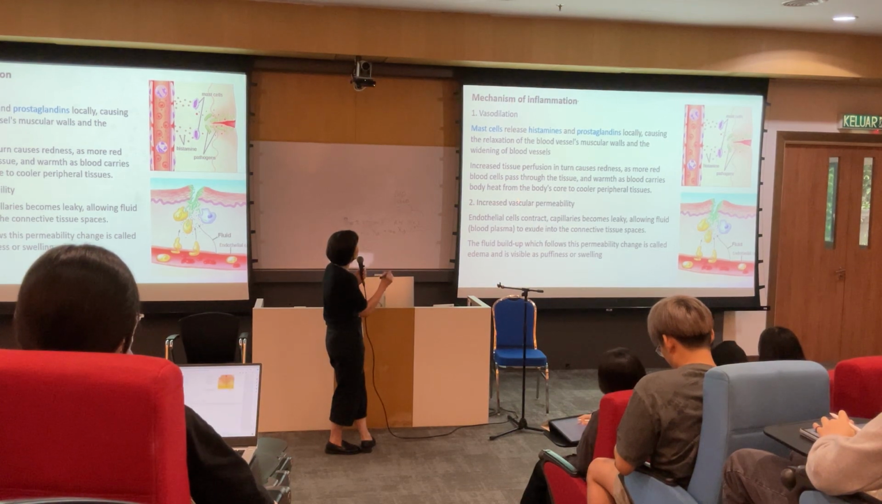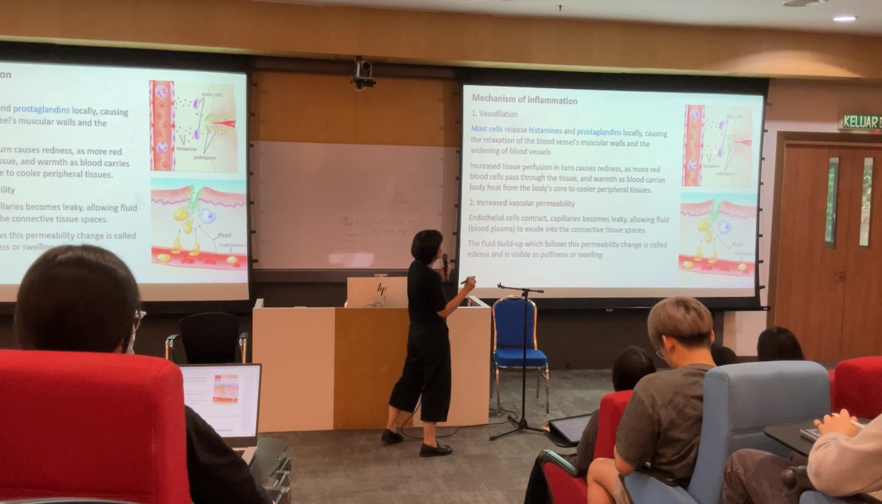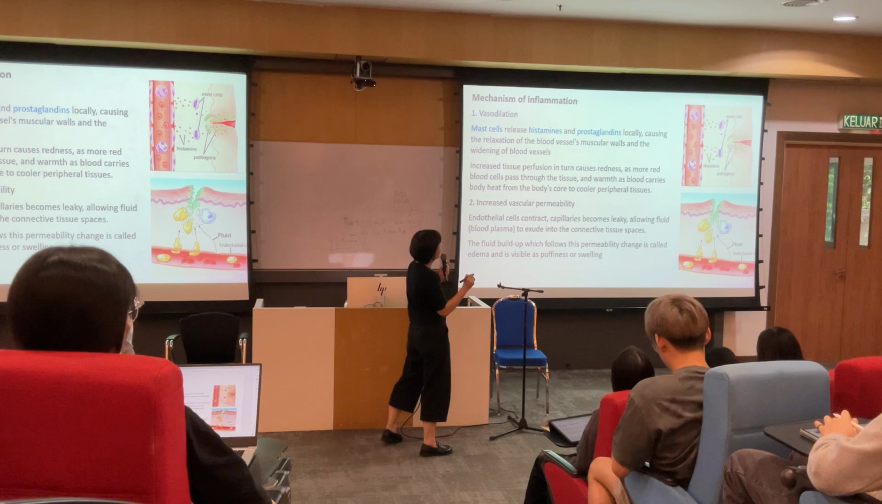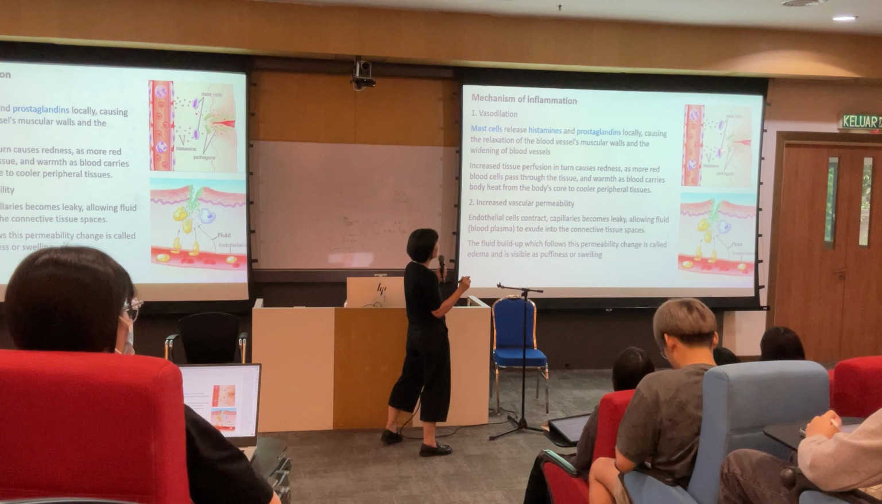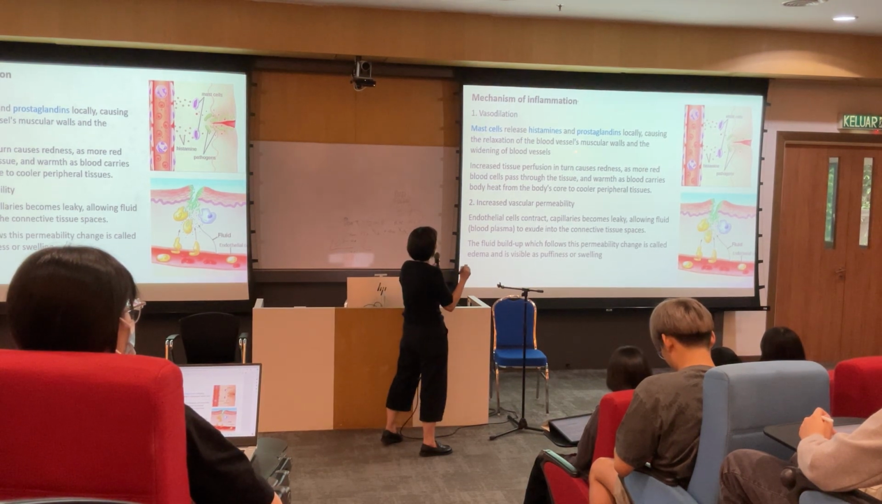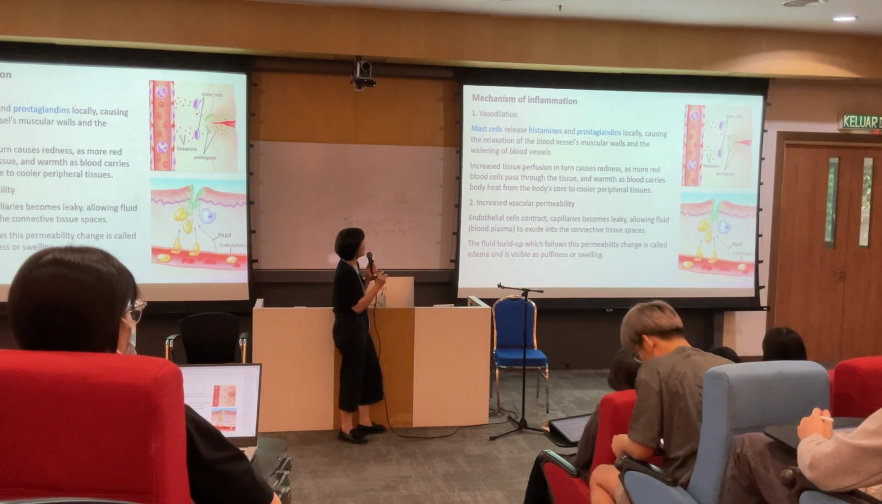So first of all, when you have the injury, right, immediately there are mast cells. Mast cells are one of the cells that reside in the tissues, and they act as an immediate response. What their response is, first of all, they release histamine. Histamine is one of the so-called inflammatory molecules. So when they release histamine, or also prostaglandin, they cause the blood vessel to relax.